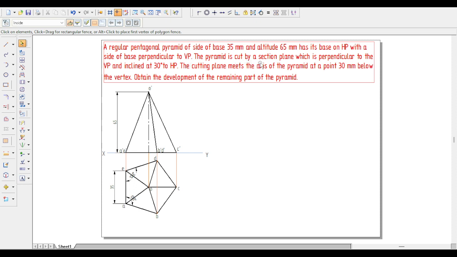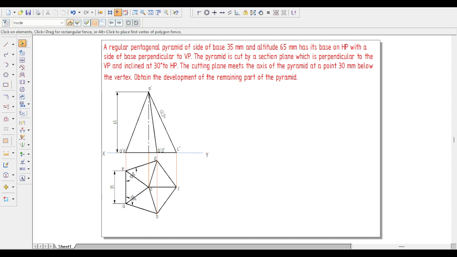The pyramid is cut by a section plane which is perpendicular to the VP and inclined at 30 degrees to HP. The cutting plane meets the axis of the pyramid at a point 30 mm below the vertex. Obtain the development of the remaining part of the pyramid. The question is like this.